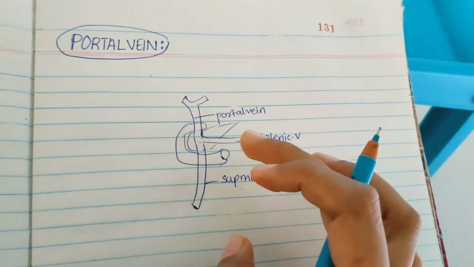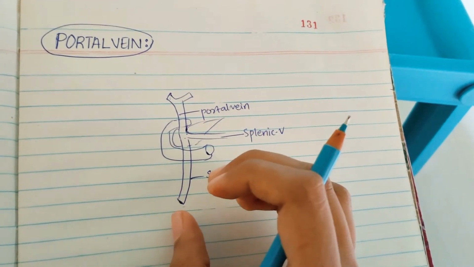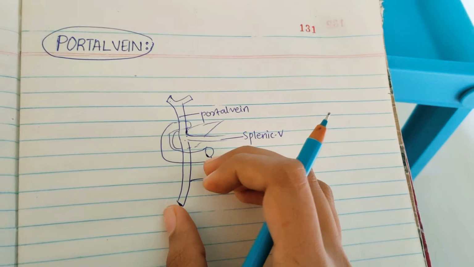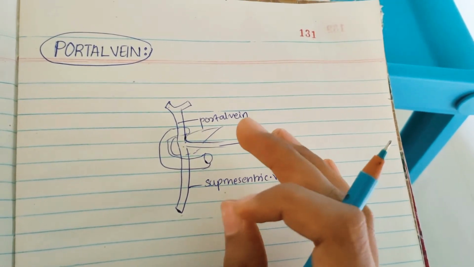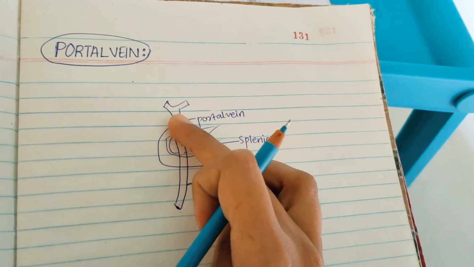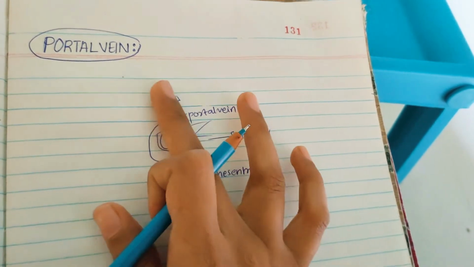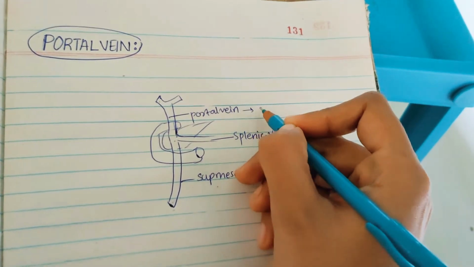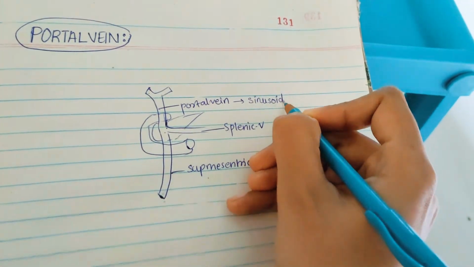The portal vein is the largest vein, which collects the blood especially from the abdominal part of the alimentary tract, like from the gallbladder, from the pancreas, from the spleen, and all this blood is conveyed towards the liver. Mainly, after reaching the liver, the portal vein will convert into sinusoids. In the liver, the sinusoids are found.